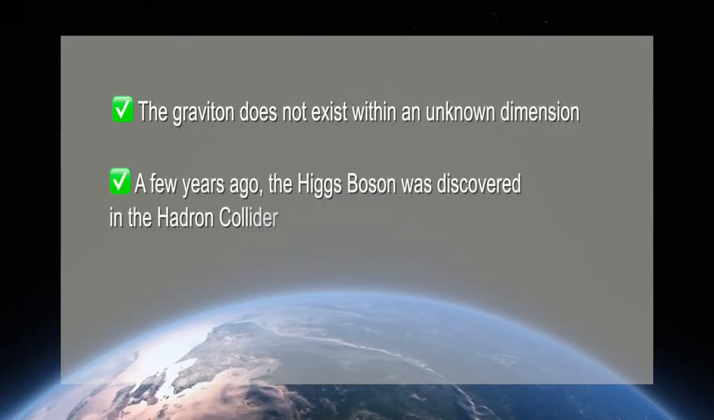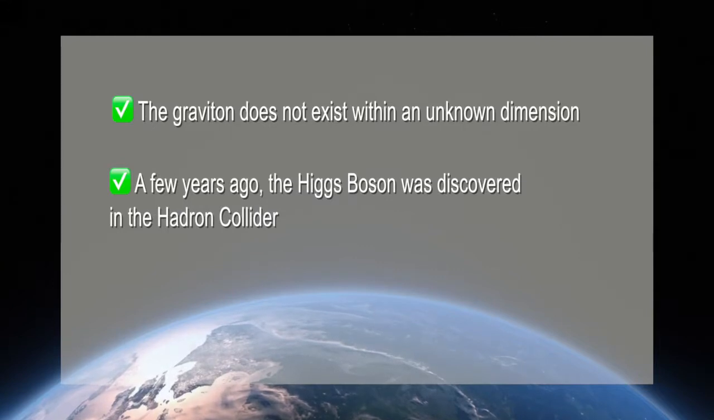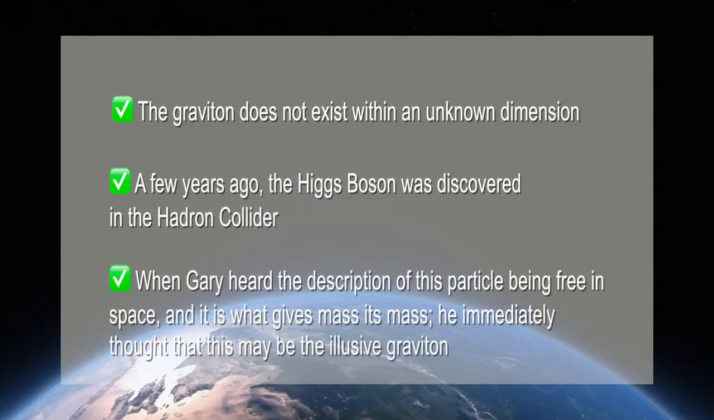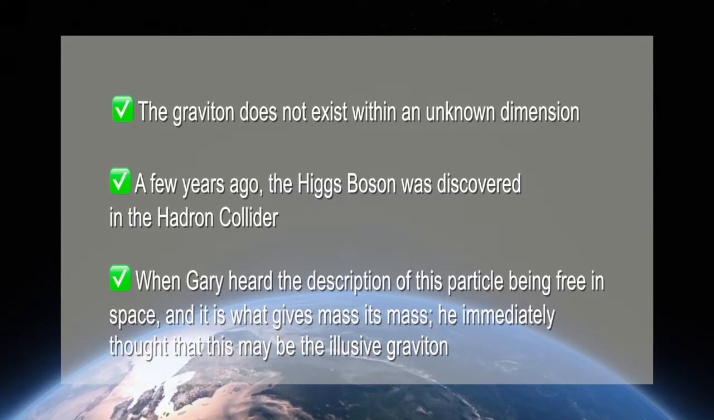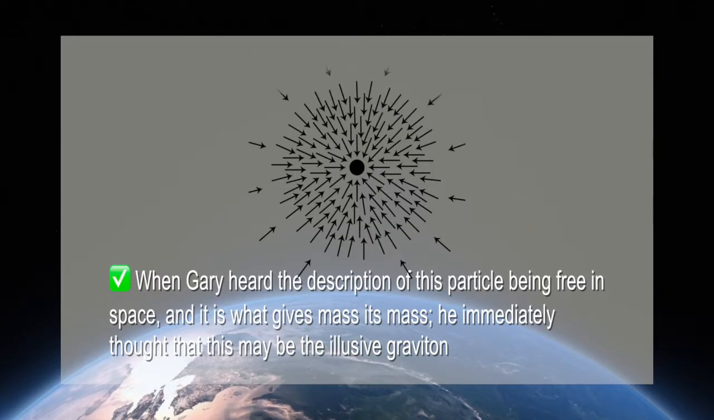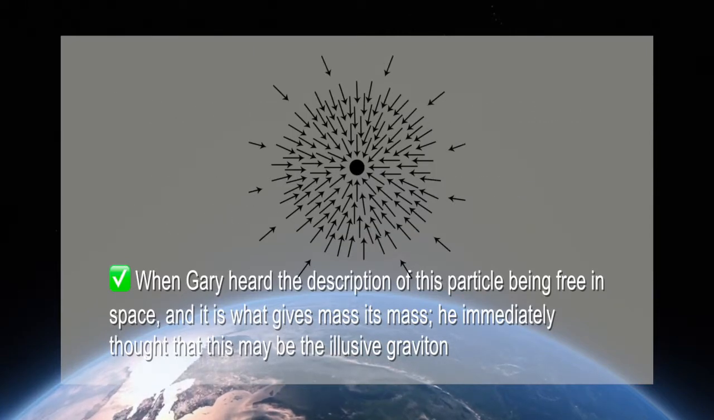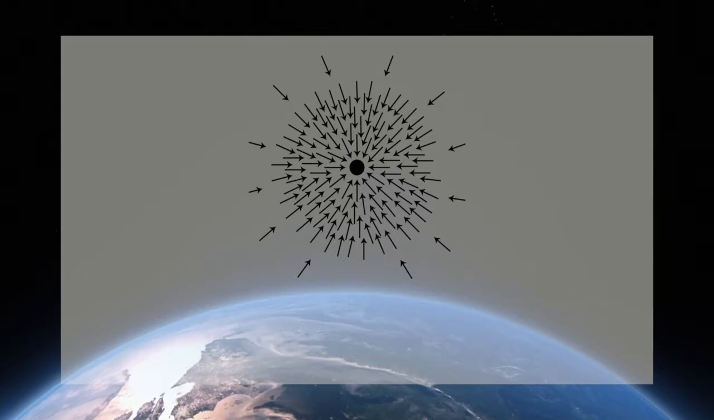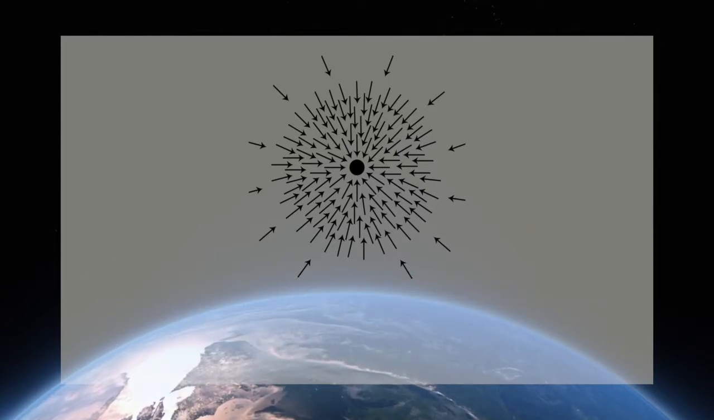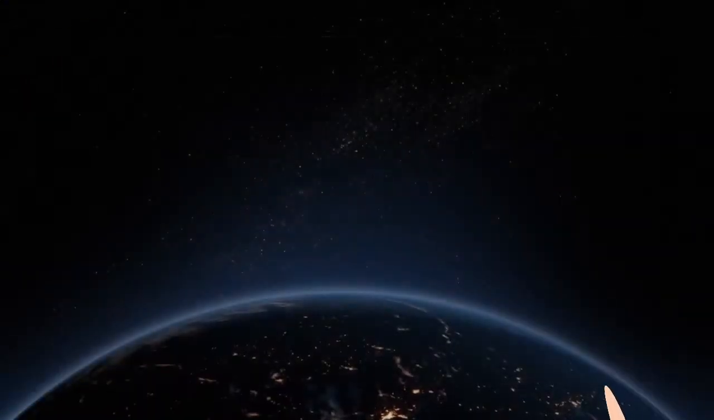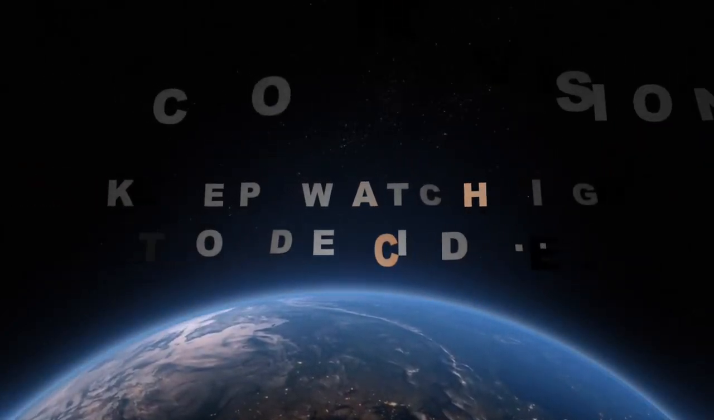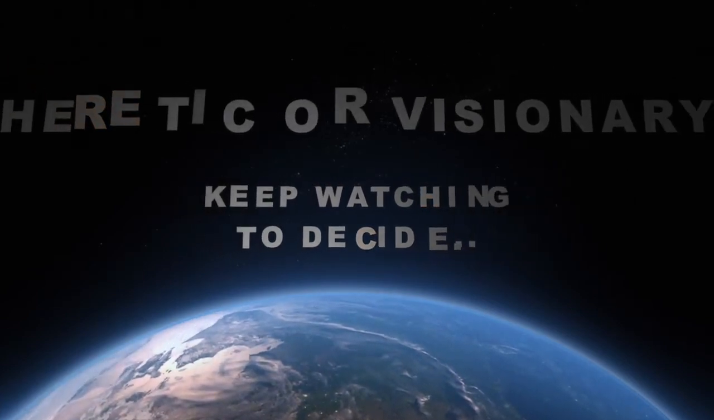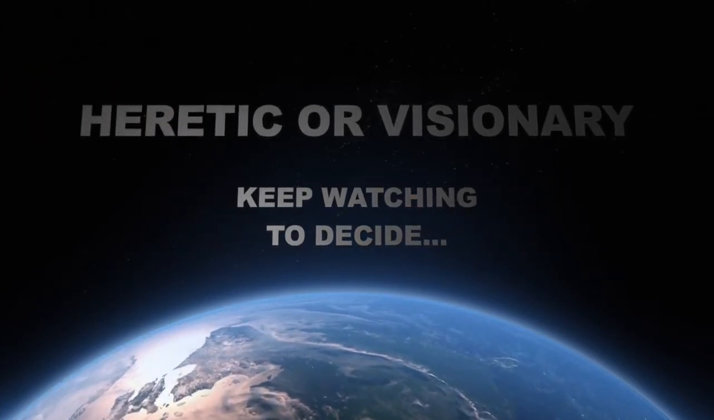A few years ago, the Higgs boson was discovered in the Hadron Collider. When Gary heard the description of this particle being free in space, and it is what gives mass its mass, he immediately thought that this may be the elusive graviton. If this particle possesses some yet unidentified characteristics, it may be the graviton. If the boson discovered does not have these added unidentified characteristics, there is a particle similar to it that is yet to be discovered, and that is the graviton.